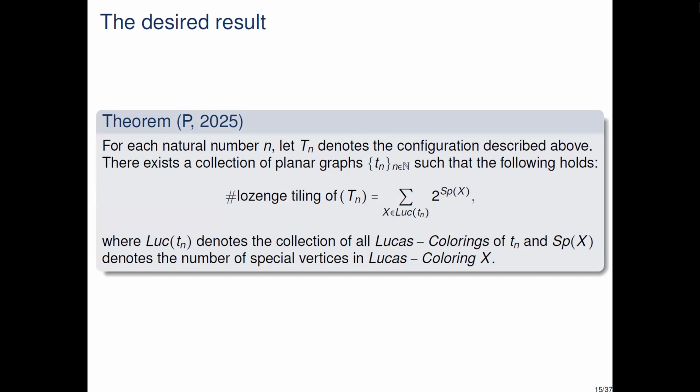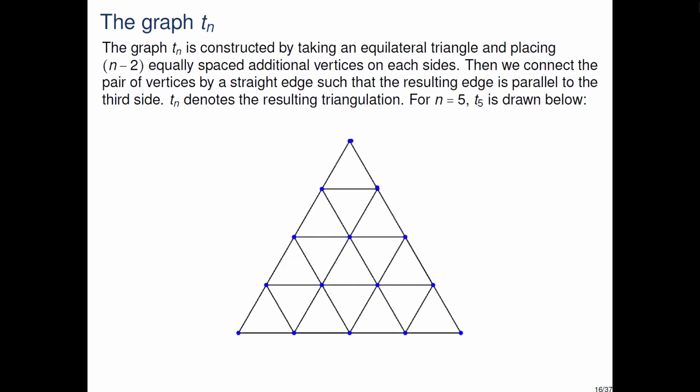So let me just tell you what this graph tn is. The way the graph tn is constructed, you start with an equilateral triangle, you put n minus 2 intermediate points on each edge, and you connect two of the points such that the resulting edge is parallel to the third side. Then you connect all the possible lines. Then tn, the small tn, is nothing but the resulting triangulation. For example, this is T5. So this is the T5.